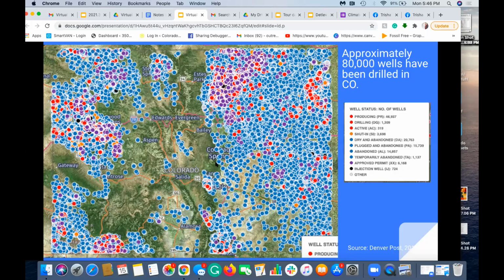This is a map from the Denver Post that shows all of the oil and gas wells that have been drilled across Colorado. There have been over 80,000 wells drilled in Colorado. The predominant amount of fracking wells are happening in various shale basins across Colorado, which we'll talk more about later. So you can see on this map, there's some differences between currently producing wells and active wells and dry and abandoned wells, but this map really highlights that there is oil and gas infrastructure all over our state.